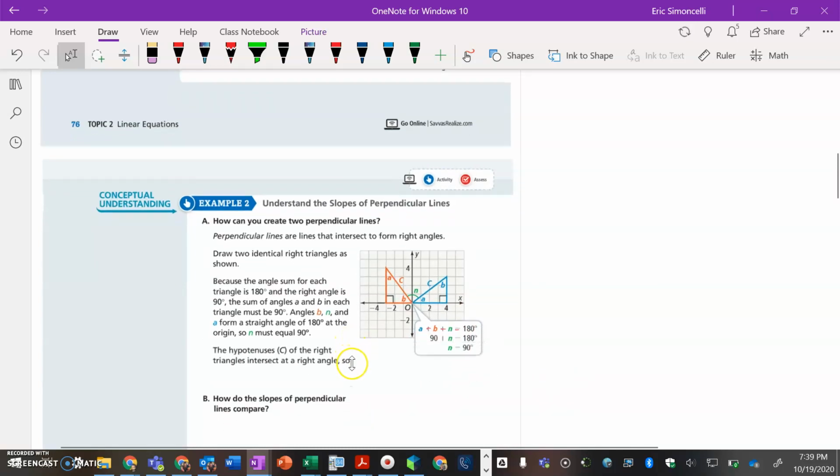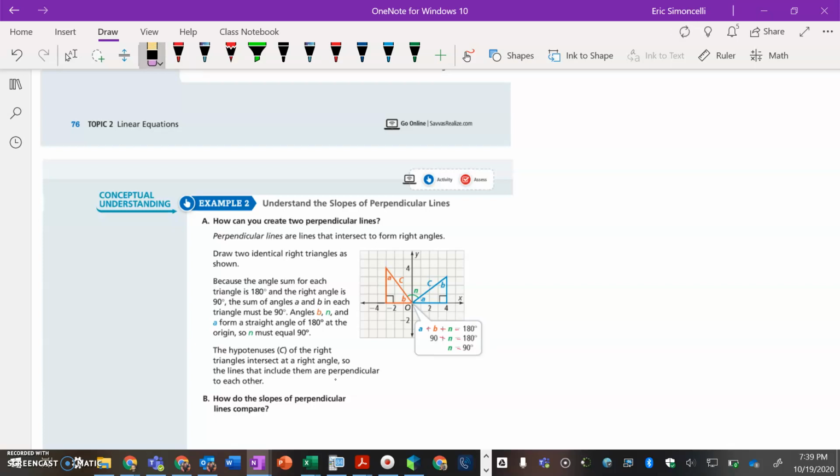The hypotenuses, or the largest side of the right triangles, intersect at a right angle. So this red side as well as this blue side, those are hypotenuses, and they call them C, intersect to form a right angle. So n must be a right angle, but it also says the lines that include them are perpendicular to each other. A couple of added little parts to note. 90 plus n is equal to 180, and therefore n is also equal to 90.